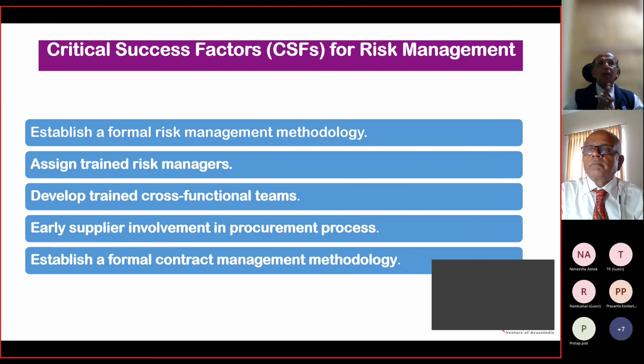So establish a formal risk management methodology. Once you have a policy, this will be a corollary to it. Assign trained risk managers.